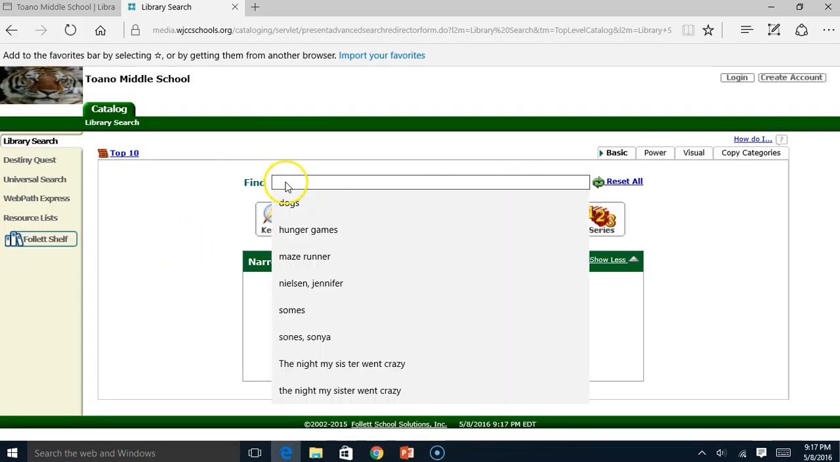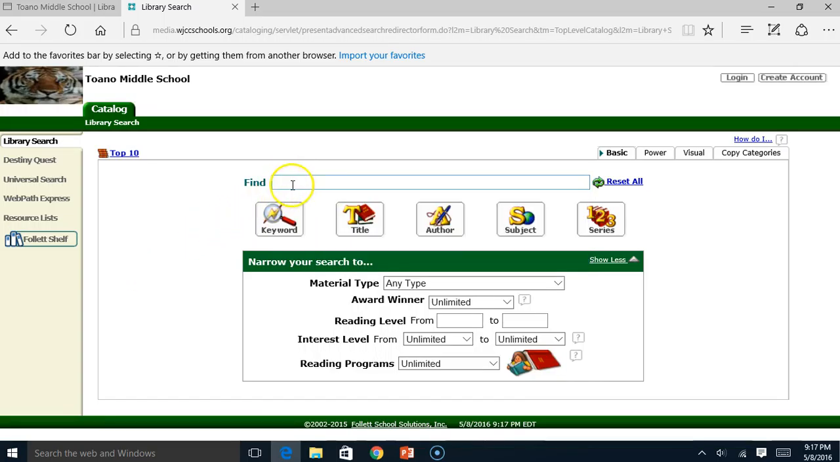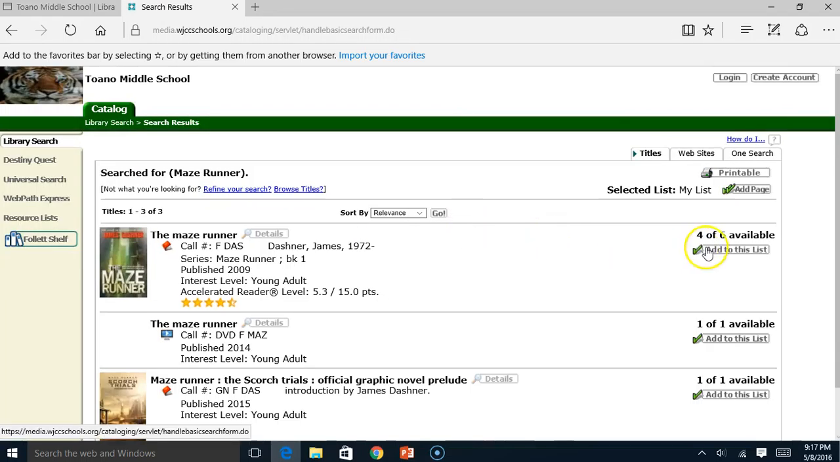Let's say, for example, we're looking for a copy of Maze Runner. Pretty popular book these days. So we're using a title search right here. And here we are. It says that we have a copy of Maze Runner, and notice that it's in the fiction section, so it's going to be right down the center. DAS is the author's last name, and that's how it's organized. It's book 1 in the series, and it tells you that we have 4 of 6 copies available.